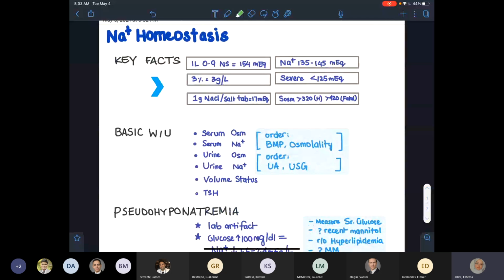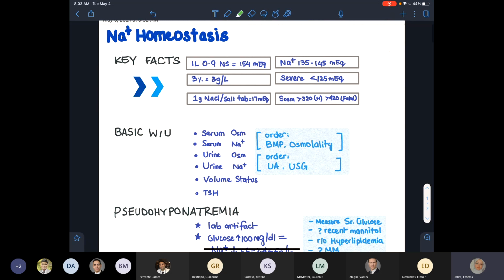The first thing I'm going to talk about are some numbers I want to get out of the way. In 1 liter of NS, you have 154 milliequivalents of sodium. In 3%, you have 3 grams per liter. And a 1 gram salt tablet has 17 milliequivalents of sodium. Normal range is 135 to 145. We all know that. We should know that less than 125 is considered severe, and serum osm is above the normal range if it's above 320, and if it's above 420, it's fatal. It's kind of easy to remember 4, 3, and 4.